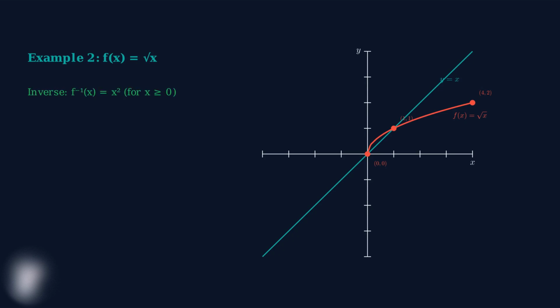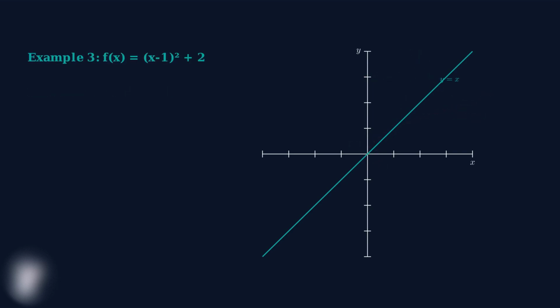The inverse of the square root function is f inverse of x equals x squared, but only for x greater than or equal to 0. This restriction ensures the inverse is a function. Watch the reflection in action. The point 4, 2 on the square root function becomes 2, 4 on the inverse. Points that lie on the line y equals x, like 1, 1, remain unchanged because they're their own reflection. This curved arrow shows how the point 4, 2 reflects across the y equals x line to become 2, 4. The reflection property works perfectly even with curved functions.